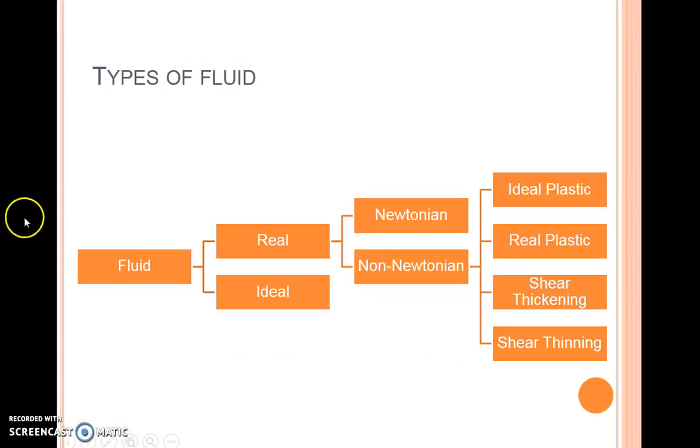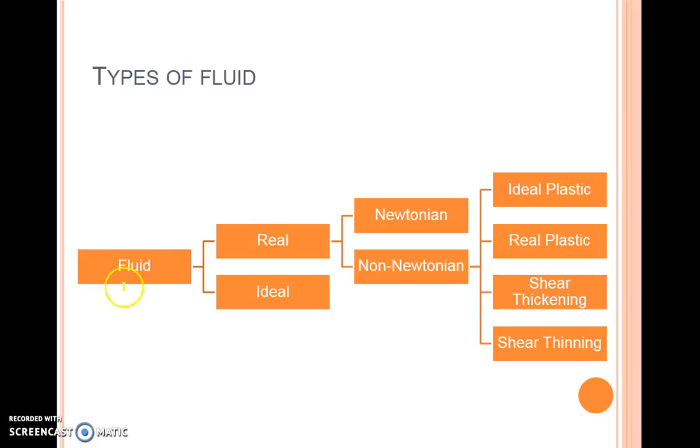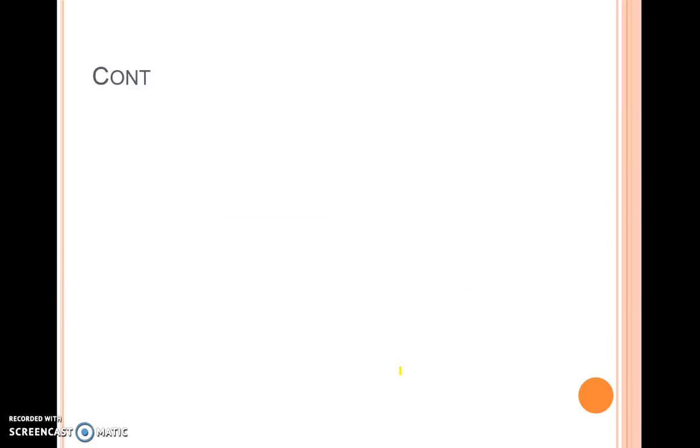Today we will see the types of fluid. We will see how the fluid is classified. Initially, fluid is classified into real and ideal fluid. This is first, this is second. Further, real fluids are classified into Newtonian fluid and non-Newtonian fluid. Further, non-Newtonian fluid is classified into ideal plastic, real plastic, shear thickening and shear thinning. One by one we will see the classification.